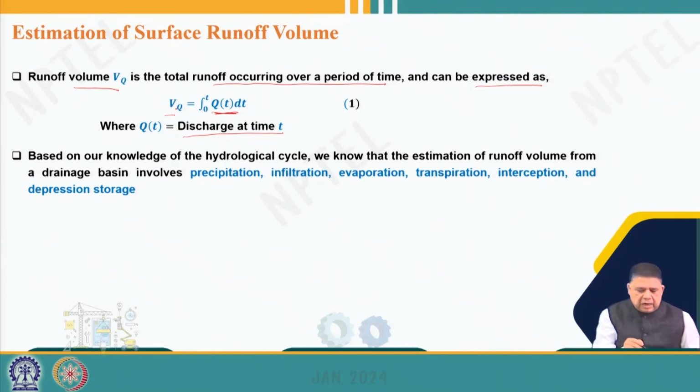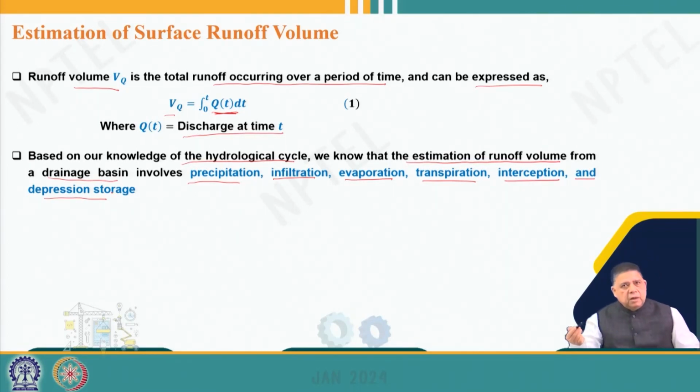So, based on our knowledge of hydrological cycle, which we have discussed in detail, we know that the estimation of runoff volume from a drainage basin or watershed or catchment, whatever term I said, we use these terms synonymously, it involves precipitation, infiltration, evaporation, transpiration, interception and depression storage.